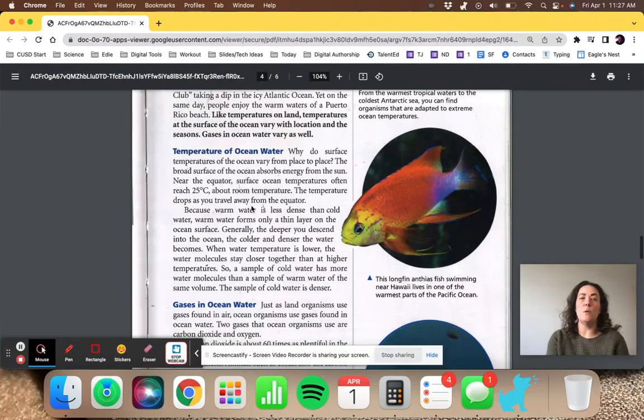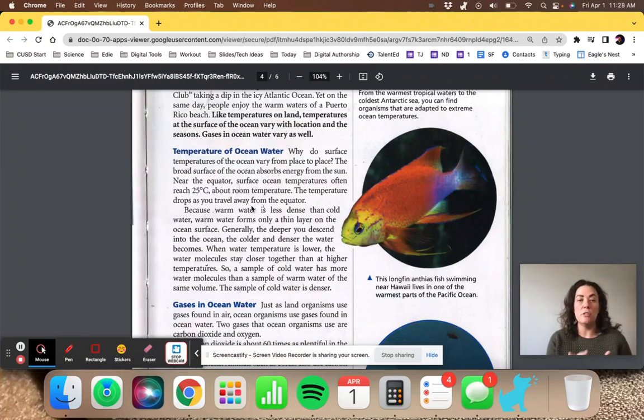Temperatures of ocean water. Why do surface temperatures in the ocean vary from place to place? The broad surface of the ocean absorbs energy from the sun. Near the equator, the surface ocean temperature often reaches about 25 degrees Celsius, which is about room temperature. But the temperature drops as you travel away from the equator. Because warm water is less dense than cold water, warm water forms only a thin layer on the ocean surface. Generally, the deeper you descend into the ocean, the colder and more dense the water becomes.